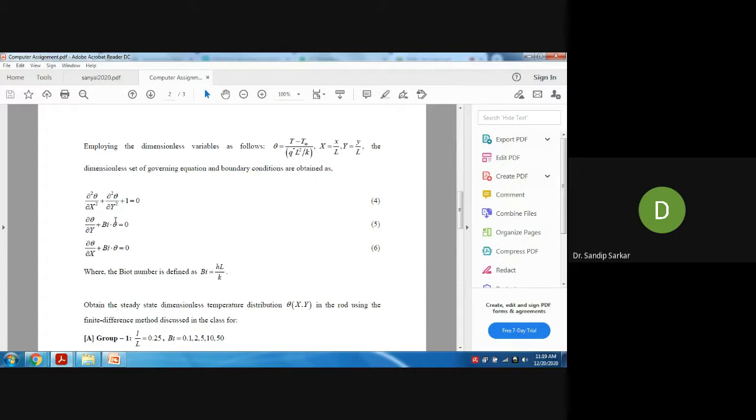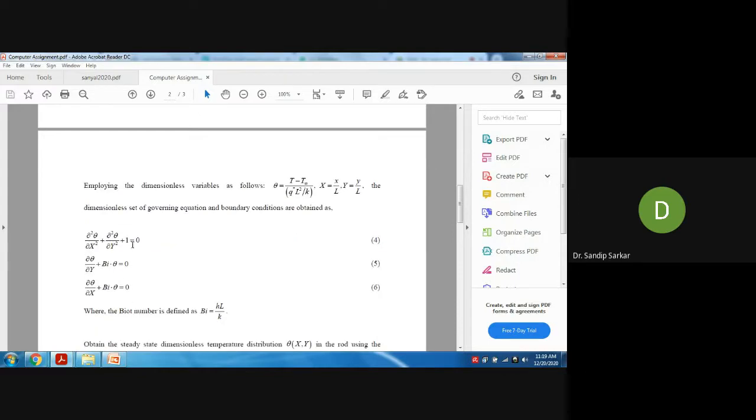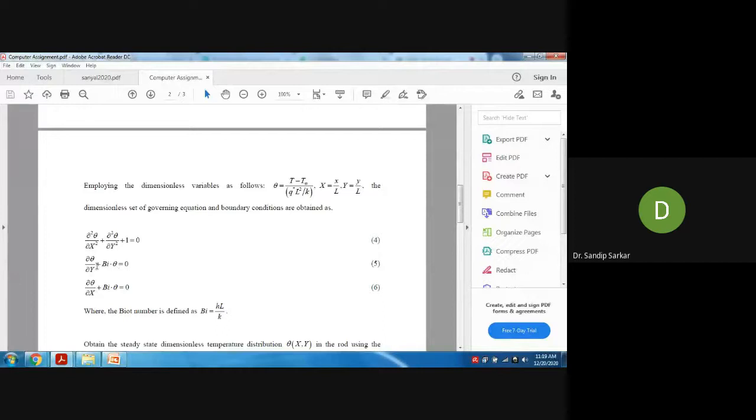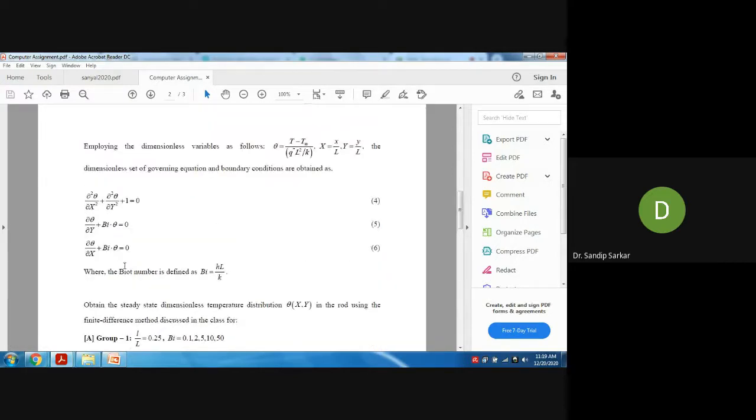So here you can see the dimensionless parameters. If you make the governing equation dimensionless, the first equation will be like this. The second equation will be del theta by del y plus Biot number into theta equal to 0. And the third is del theta by del x plus Biot number theta equal to 0. So you have to employ these 3 equations to obtain the temperature distribution theta(x,y) in the rod using the finite difference method discussed in the class.